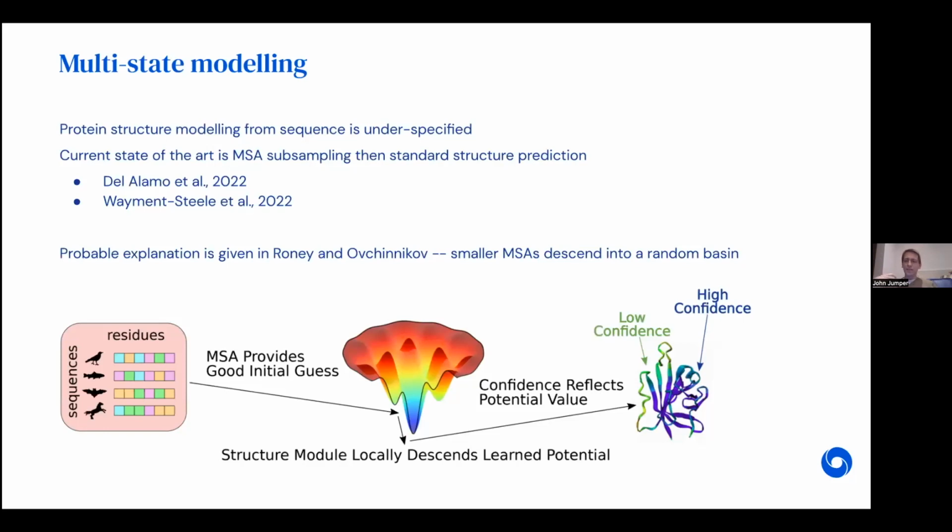So this is basically reducing the MSA size intentionally, throwing away parts of your MSA, subsampling, originally done in an undirected manner in the Del Alamo work, and then in the more recent work by Wayman Steele, even doing it by clustering the MSA and throwing out chunks of phylogeny at a time. And this really does generate, for one thing, more diverse answers.